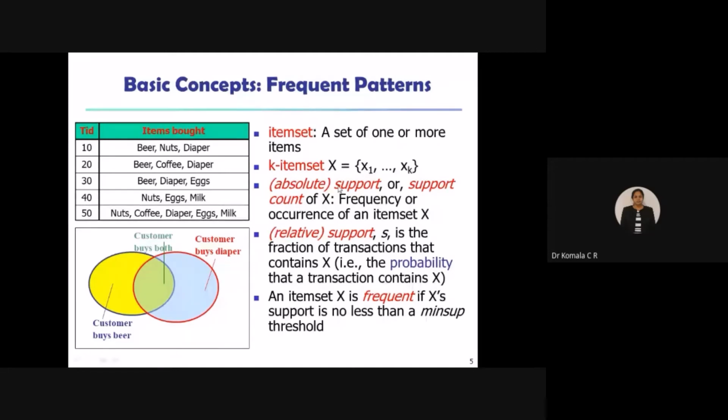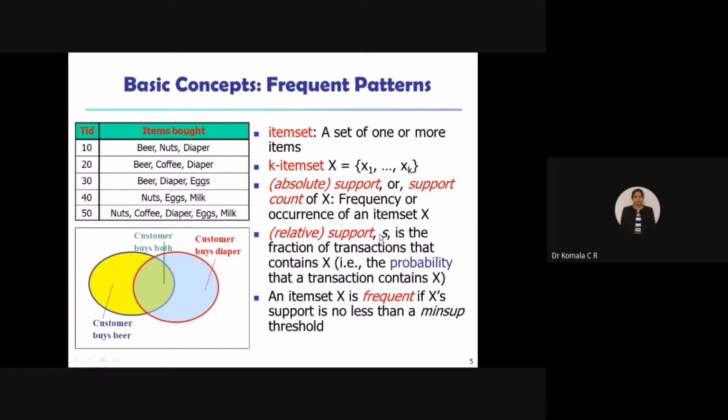Coming to absolute support. Say if I take X as an item set. The definition for absolute support is the frequency or occurrence of an item set X. Say for example, X1, I will take it as beer. How many times is beer appearing in this set? Whether once or twice or thrice. Say in this full basket, how many times is beer appearing? 1, 2, 3. Correct? So that is called absolute support.